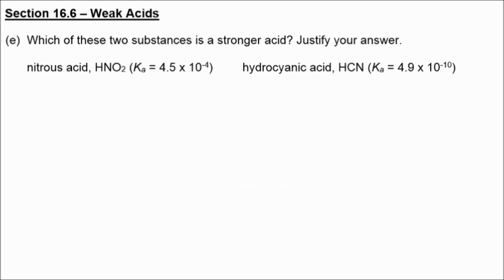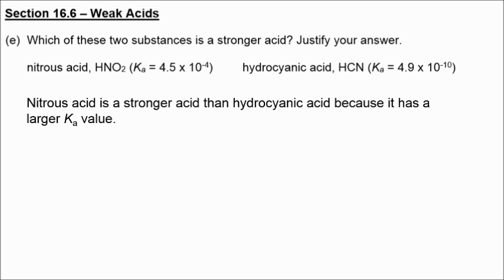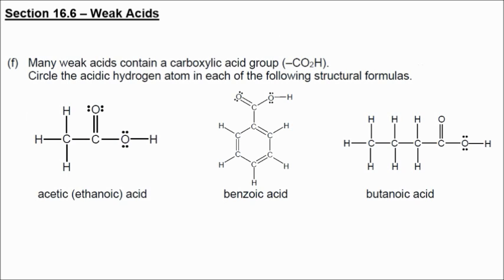Which of these two substances is a stronger acid? Justify your answer. Well, nitrous acid has a Ka value which is larger than the Ka value for hydrocyanic acid. So therefore nitrous acid is a stronger acid because it has a larger Ka value. Now many weak acids contain what's called the carboxylic acid group, which has the formula CO2H. The acidic hydrogen atom is the one that's directly attached to the oxygen. So I'm going to circle the acidic hydrogen atom on all three of these structures.